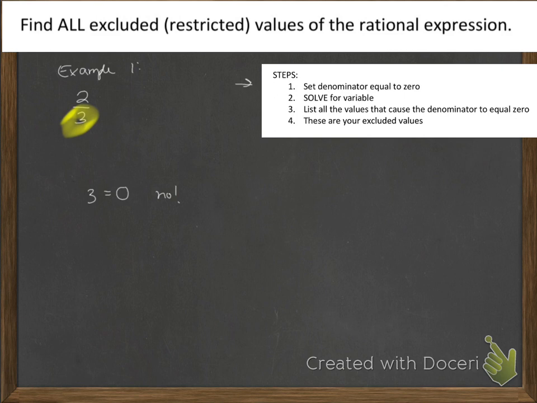Therefore, we don't have any need or any reason to restrict the values of the variable in this function. In fact, if you look at it, 2 over 3, it's not a function at all. It's just a number, okay? So we do not have any restrictions. We have no excluded values or no restrictions.